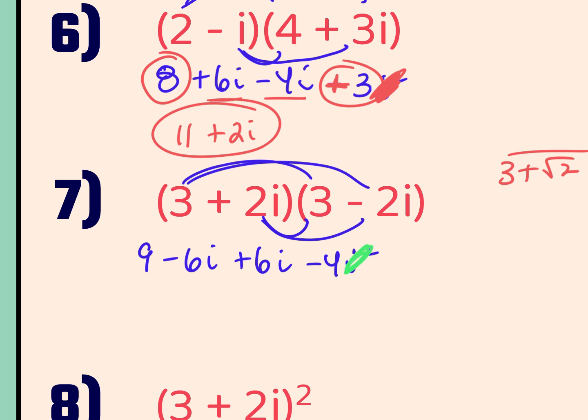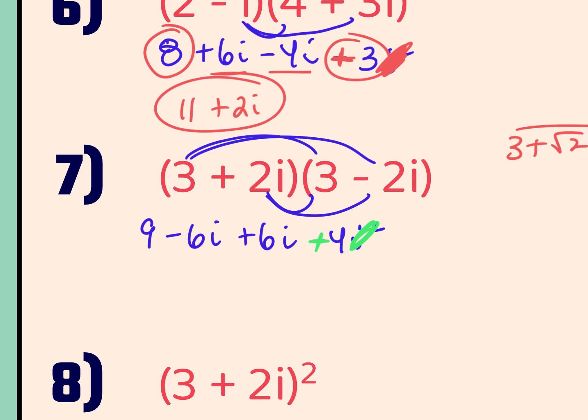Uh-oh, I see an i squared. What do we do? Cross it off, change the sign. Now what happens, guys, with negative 6i and positive 6i? They cancel out. So do I have any i's left over? No. We're going to need that when we do our division. So it's 13 plus what? 0i. Good.